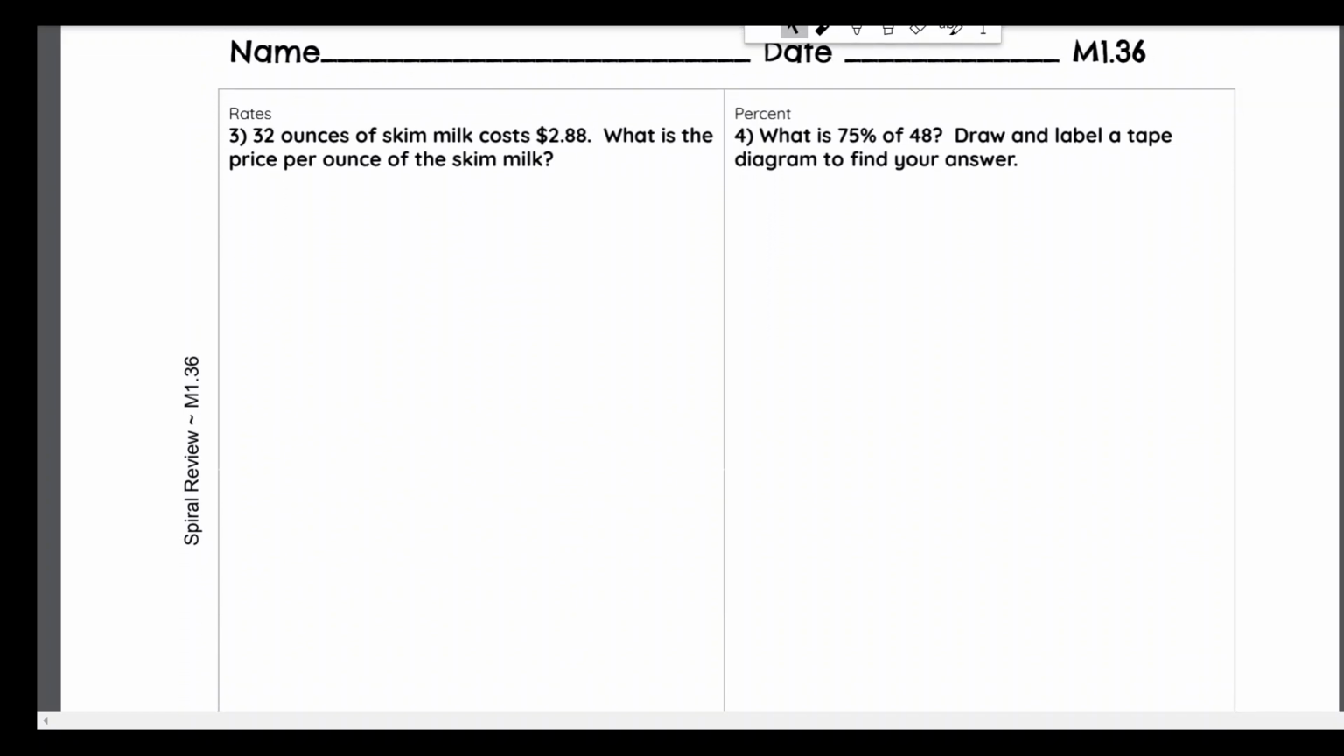Moving to number 3. 32 ounces of skim milk costs $2.88. What is the price per ounce of the skim milk? Price is measured in dollars in this problem. Dollars per ounce. I have $2.88 for 32 ounces.